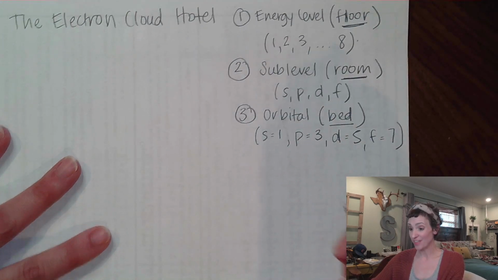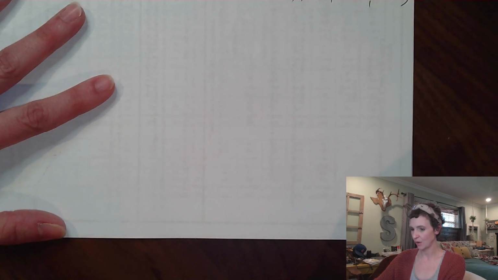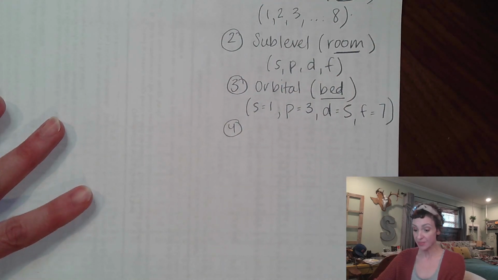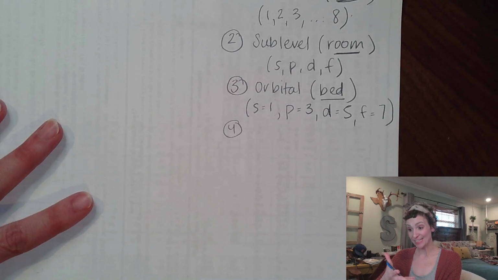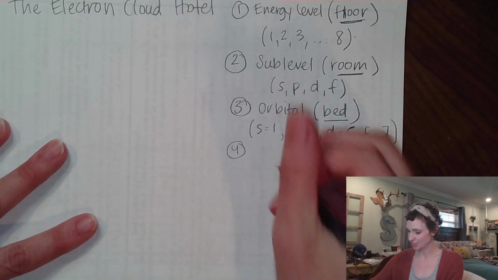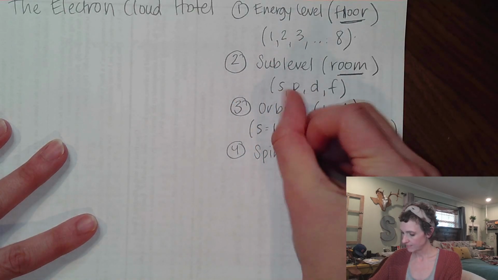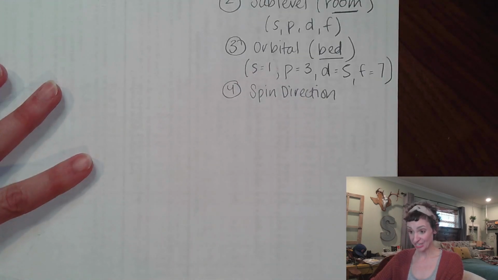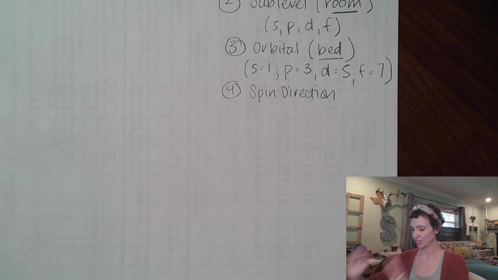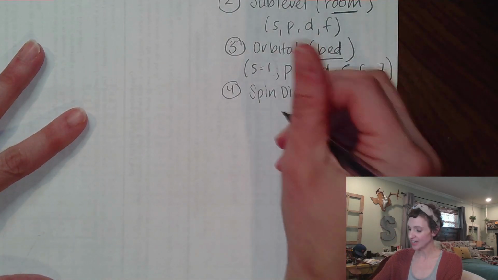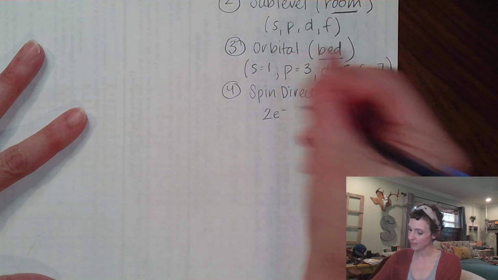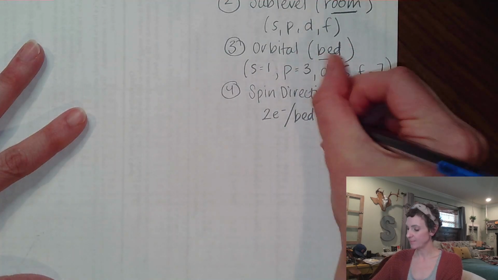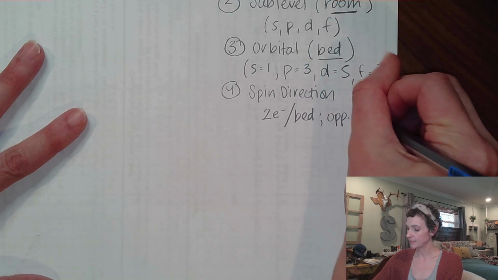Okay, and then my fourth and final quantum number, so I'm not quite halfway down my page. You do not have to do your spacing perfectly. I'm just giving some suggestions. But my fourth quantum number is figuring out the spin direction. Right? And my spin direction is basically my sleeping direction, right? So on my sleeping direction, we are stating that there are 2 electrons per bed, right? And they sleep in opposite directions.